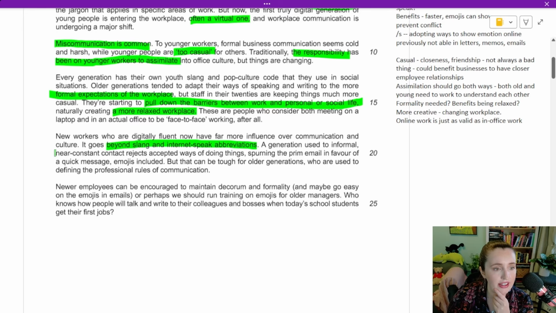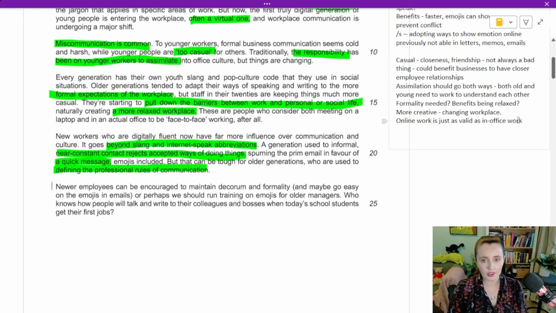A generation used to informal, near constant contact rejects accepted ways of doing things, spurning a prim email in favour of a quick message, emojis included. But that can be tough for older generations who are used to defining the professional rules of communication. Okay, so previously they had emails and now we've got quick messenger. I definitely know that at my last school we were on Teams and me and the other teachers would quickly send each other a message. One sentence rather than the full email. Yours sincerely, Miss Essa O'Rourke.